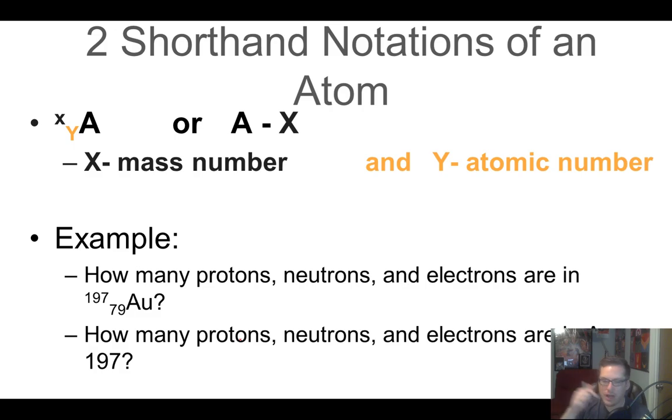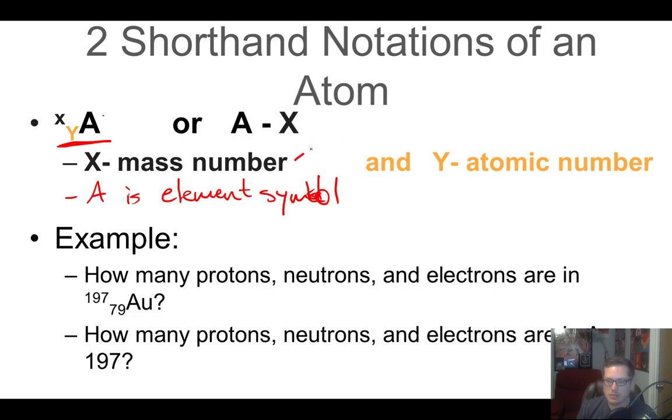So instead of writing all this stuff out, there's a shorthand notation for an atom. There's one that looks like this. The A is the element symbol. The X is the mass number. Now remember, mass number is protons plus neutrons. And the atomic number is the number of protons. So in this shorthand notation, this X would tell us the mass number, and this Y tells us the atomic number.